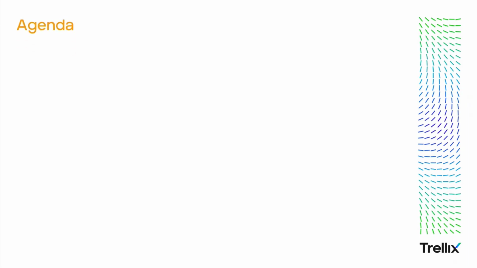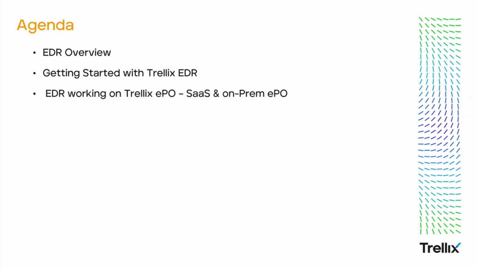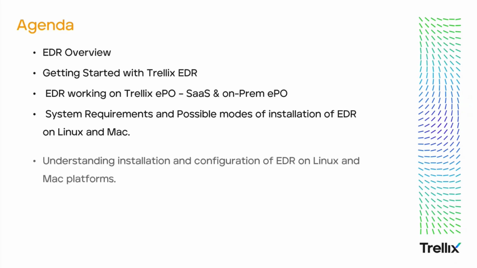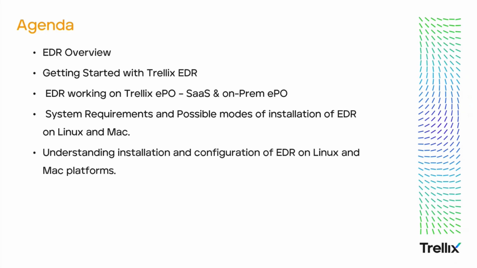We will be looking into what is EDR, and let's see how do we get started with the Trellix EDR and the process of creating an account. Followed by that, we will discuss how EDR works with Trellix ePaaS and the on-prem ePO. We will quickly discuss the system requirements and the possible methods of EDR installation on the Linux and Mac operating systems. And we will also look into the installation process of the EDR on Linux and Mac operating systems, followed by a practical demo.